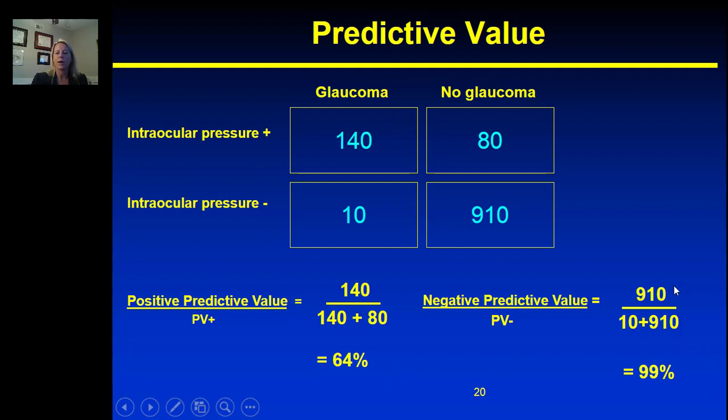The negative predictive value would be the number of people who test negative and who don't have glaucoma, which is 910, divided by the sum of all who test negative, which is 910 plus 10, or 920. And here we get a proportion of 99%, which is a very high negative predictive value. And it's essentially telling me, as a clinical person, that among those persons who come in and who test negative for glaucoma, 99% of the time they will not have glaucoma.